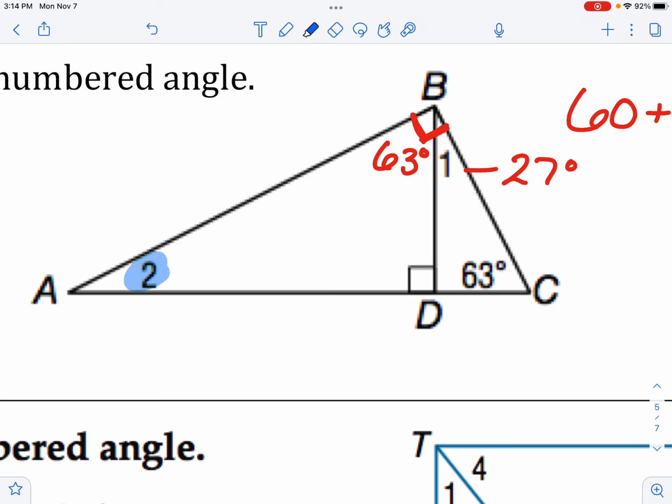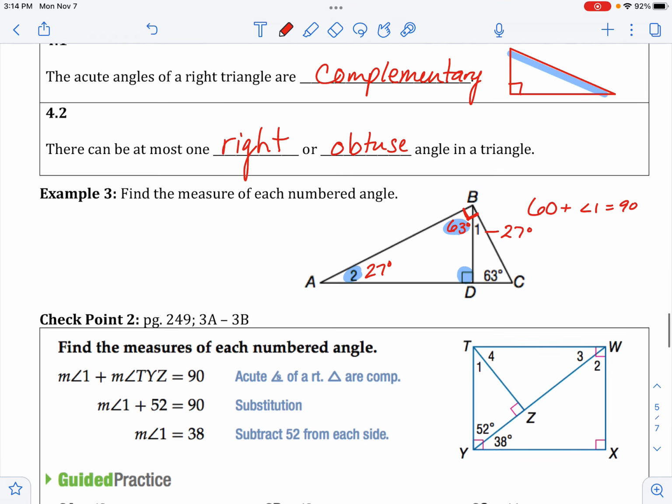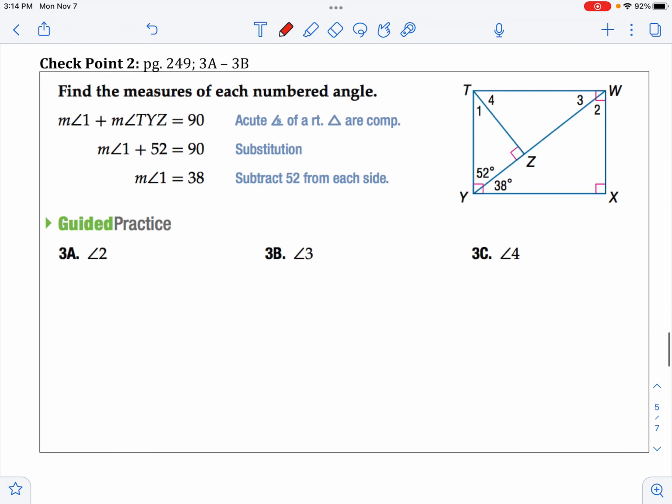And then I've got angle 2 to find. So if you want to find that on your own, you can always pause the video. But I know that 63 and 2 should add to 90 because there's only 90 left. So that means that should be 27 degrees as well. Okay, please pause the video, try checkpoint 2 on your own, and then unpause to check your work.